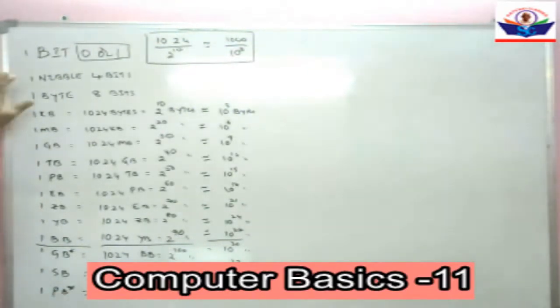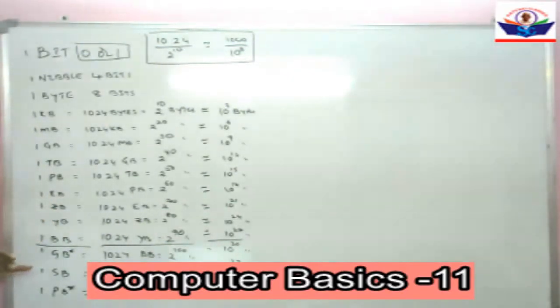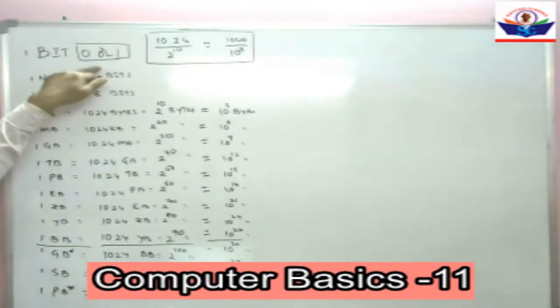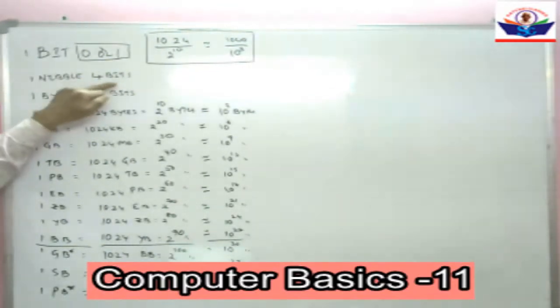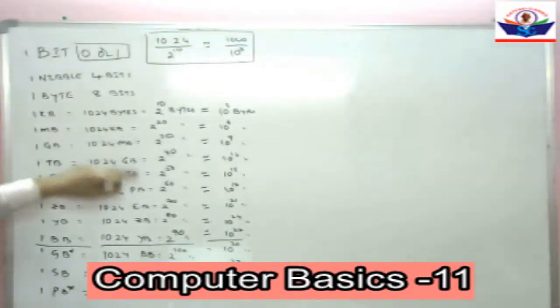If you observe here, we have given the complete structure of bit, nibble, byte, KB, MB, GB, TB, petabyte, exabyte, zettabyte, yottabyte, brontobyte, geobyte, Sagan byte and pizzabyte. One bit is equal to either 0 or 1. One nibble is equal to 4 bits. One byte is equal to 8 bits.